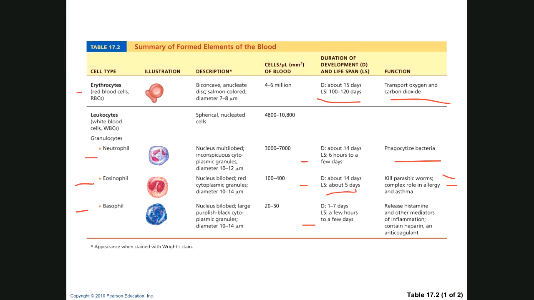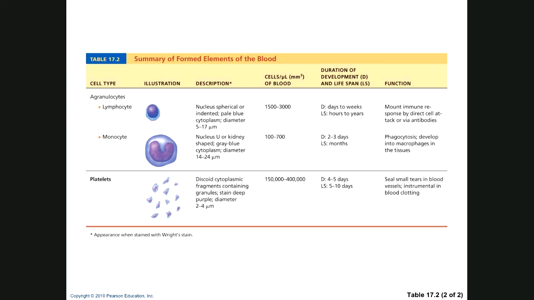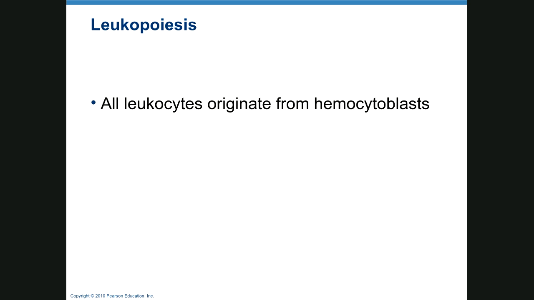They release histamine. Your lymphocytes, days to weeks to develop. They may live hours. They may live your entire life, and they mount an immune response either directly, as in your T cells, or through antibodies, as in your B cells. Monocytes leave the circulation and become macrophages out in tissues. Platelets are just particles from a megakaryocyte, and they seal plugs that are bleeding, seal holes.